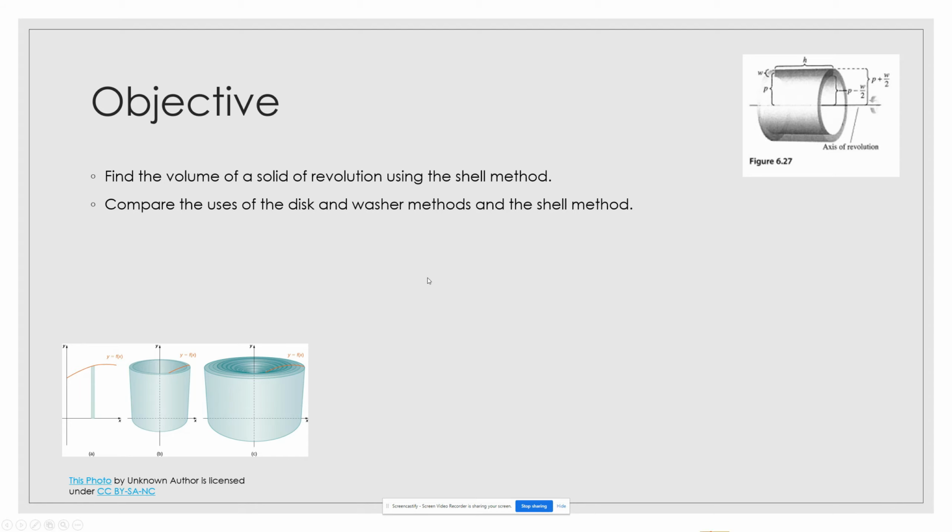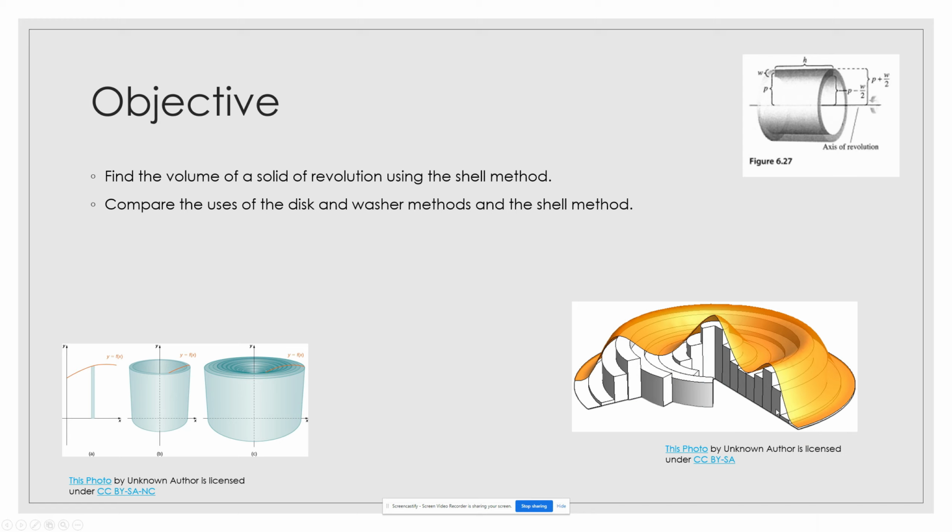The next image I really like, because this shows us what it looks like using the shell method if we were to take a cut out of some solid shape. You would notice that the smaller we make the width, the smaller we make our rectangles, the more accurate that volume is going to be. But what happens is we are just stacking these cylinders inside of each other to create the total volume.